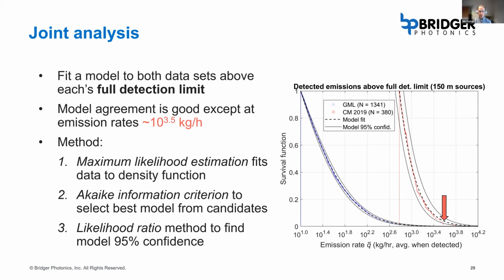And to get these fits, we used maximum likelihood, which fits the data to the density function curve, and information analysis to select the best model function from a set of candidates. In this case, it's log normal for the 150 meter sources. It's actually a little different for the 2 meter sources. And finally, the likelihood ratio method to find the model's 95% confidence interval.